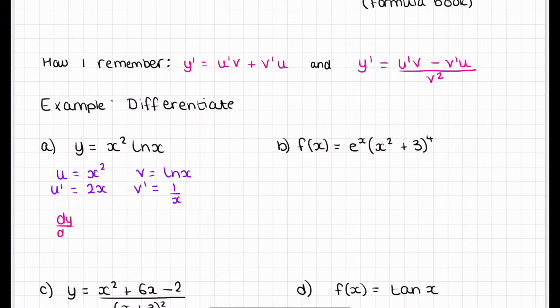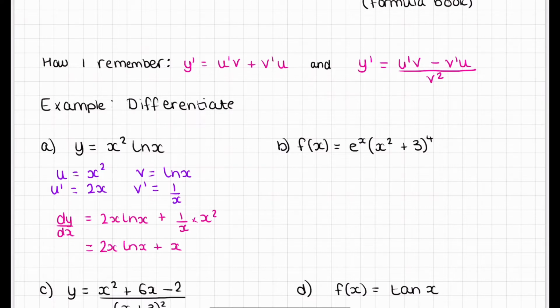So dy over dx would equal u dash v. I'm just going to use the rule as I like to use it. So u dash v, which would be 2x ln x, plus v dash u, so 1 on x multiplied by x squared, and then this would simplify down to 2x ln x plus x.